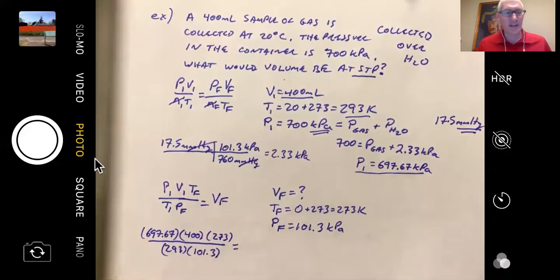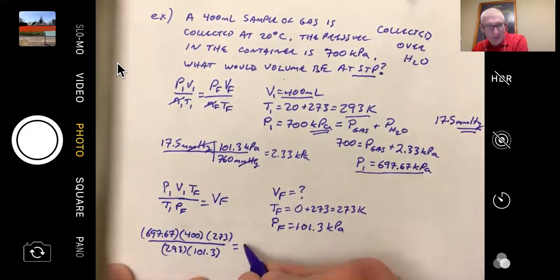So a lot of thinking, a lot of math, a lot of places where you can make silly mistakes. So it's common to see errors in these types of problems. But what you want to work at is just being careful. And I'm not sure I typed that in my calculator right. 697.67 times 400 times 273 divided by 293 divided by 101.3. No, I guess so. So what is that volume-wise? The volume I got is 2,566.8 milliliters.